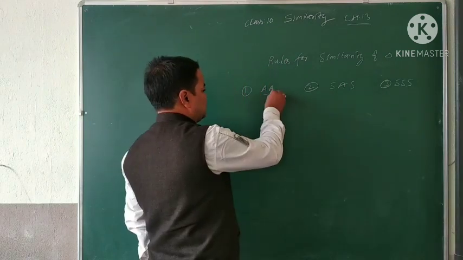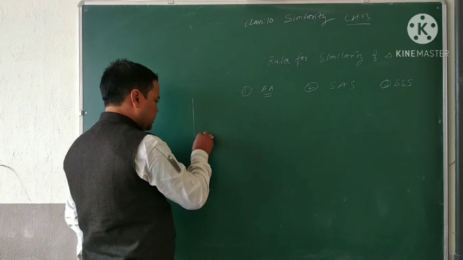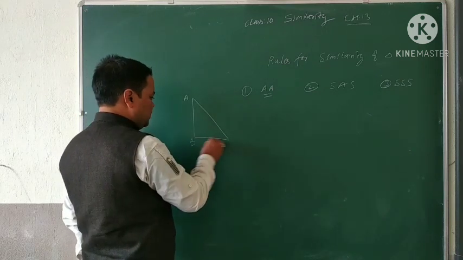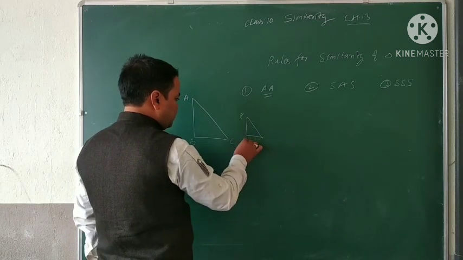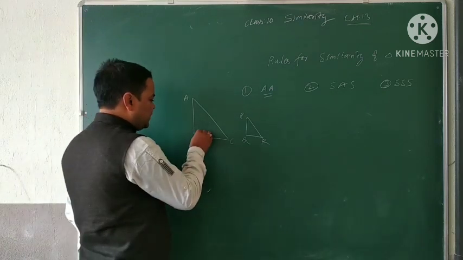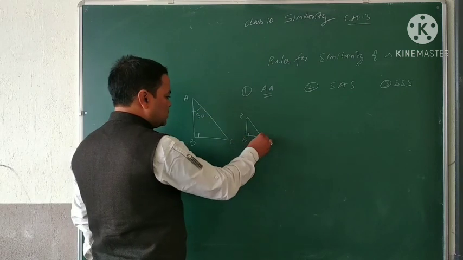What is the meaning of this? If we have two triangles like that, A, B, C and D, P, Q, R. Get it? This is 90 degree, this is 90 degree, and this is 30 degree. Now this is 30 degree.